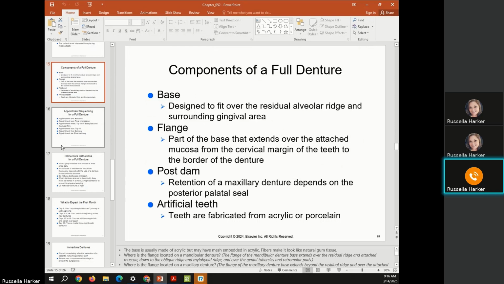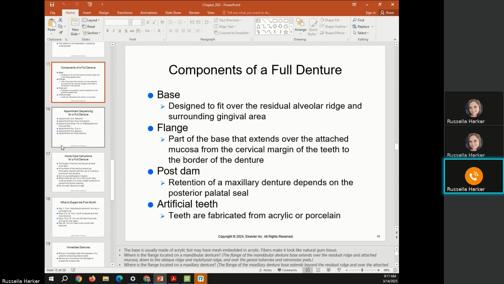The flange of the maxillary denture base extends beyond the residual ridge and over the attached mucosa to the tuberosities and the junction of the hard and soft palates. Retention of the maxillary denture depends on the suction seal known as the post dam. So we have to have that suction on the maxillary to make it stay up because of gravity. That post dam is what makes it stay up on the maxillary denture.